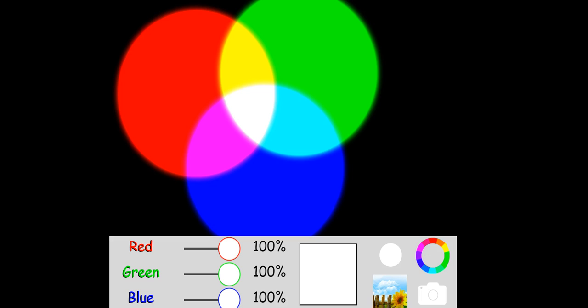So we refer to the opposite colors. For example, the red is opposite the cyan. The red and the cyan are what are called complementary colors. And the blue and the yellow are complementary colors. And green and magenta are complementary colors.